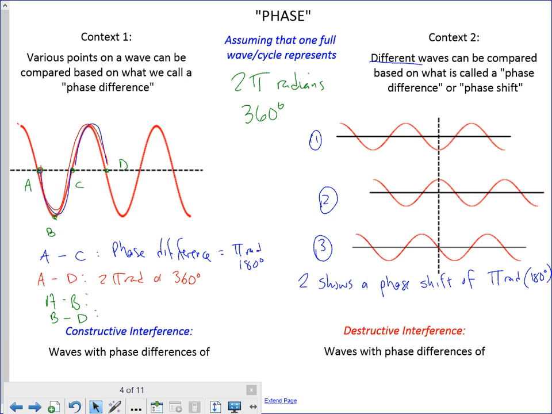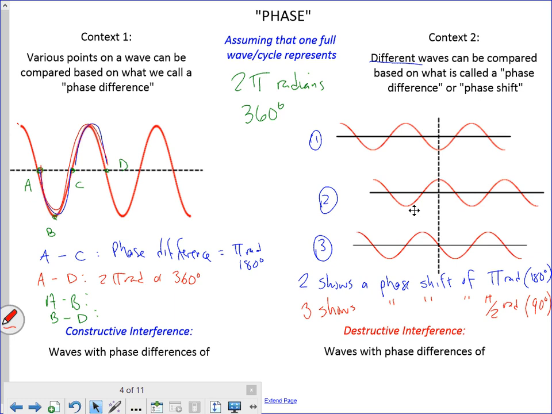Right? Here's wave 3. Wave 3 is shifted, well, that's 1/4 of a wave. So wave 3 shows a phase shift of 1/4 of a wave, pi over 2 radians, or 90 degrees. Okay?